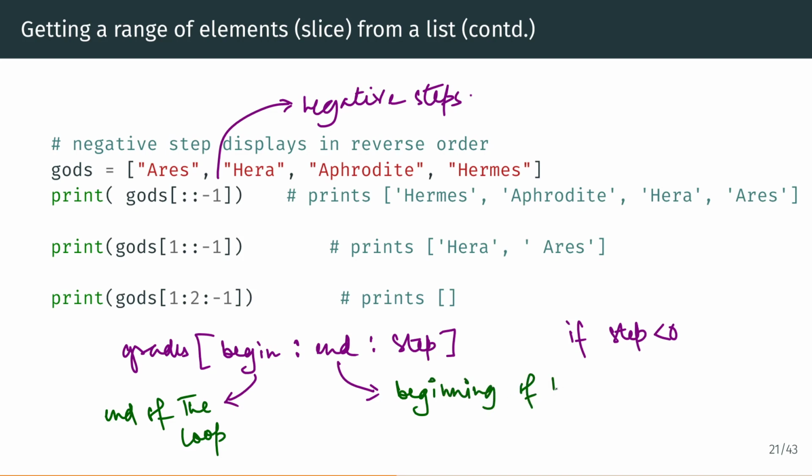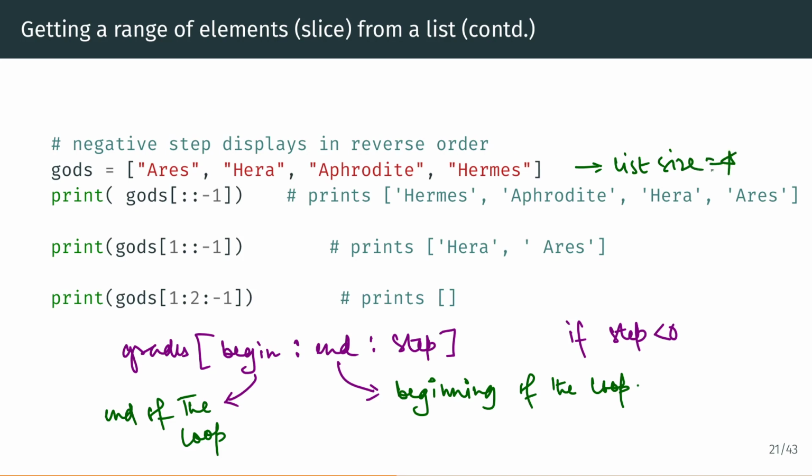Beginning of the loop, right? Now let's see a few examples. In the first example right here, we have a list of gods. The size of the list is 4, so list size is 4. The indexes are 0, 1, 2, and 3, and the name of the list is gods.